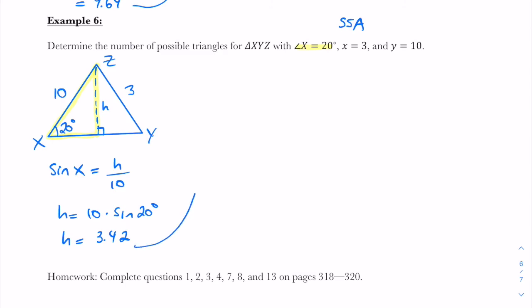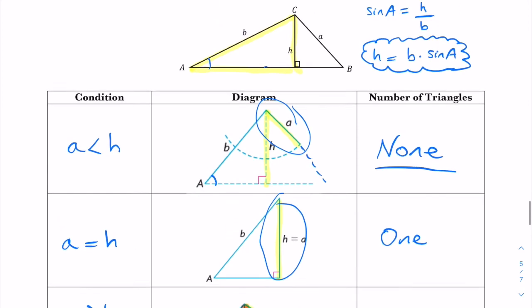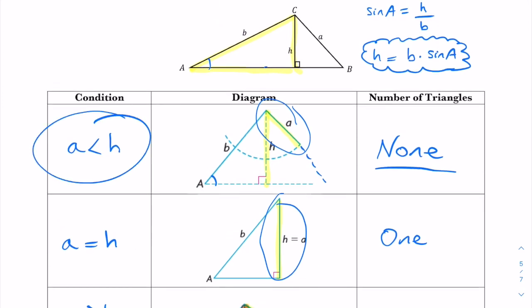And now we compare. So compare h to side x. Well, notice that side x is less than the height. Now we're dealing with side x, but this was analogous to side A. So which condition is that? That would be the very first one.